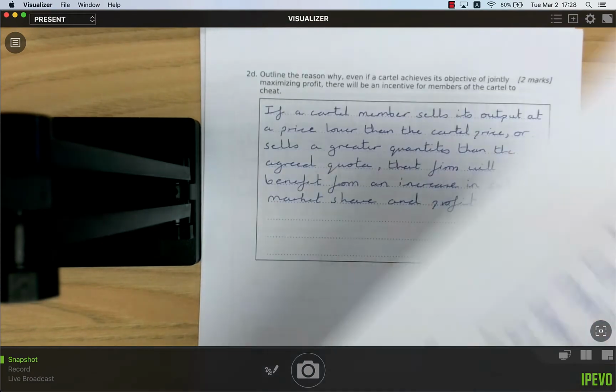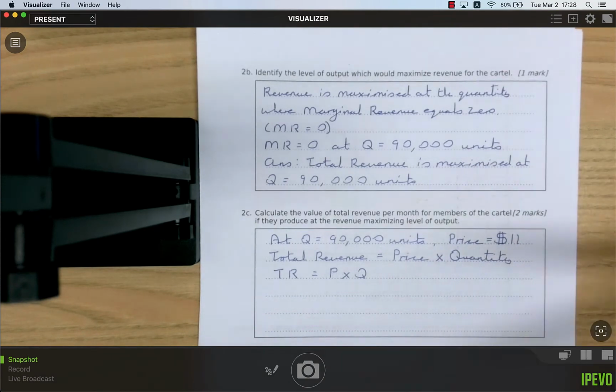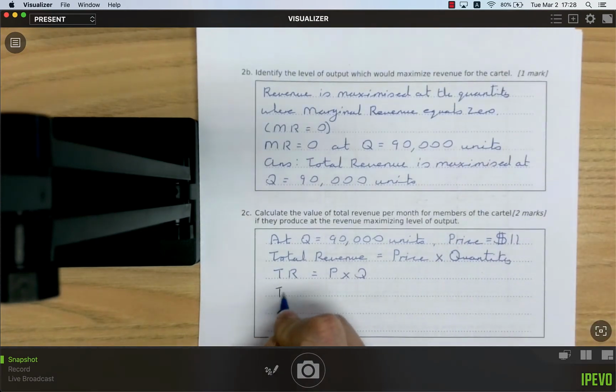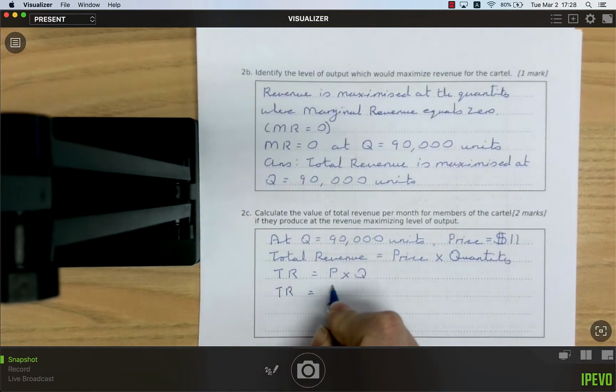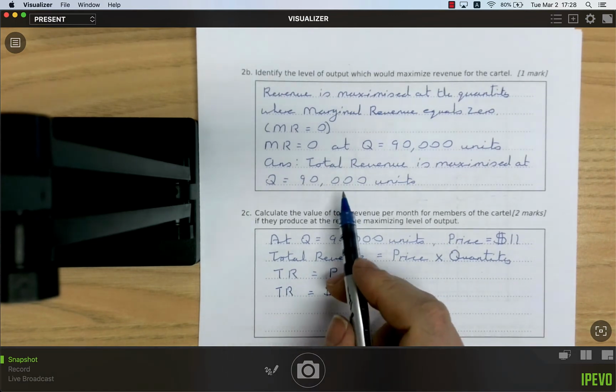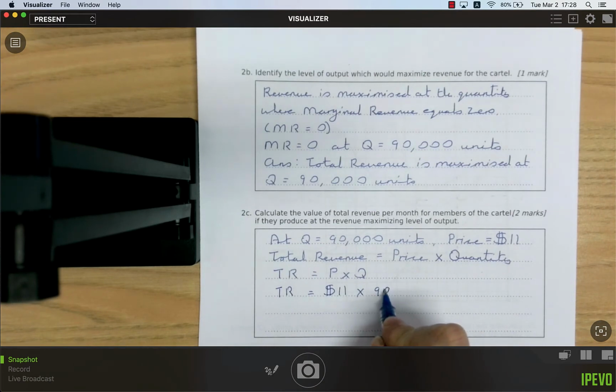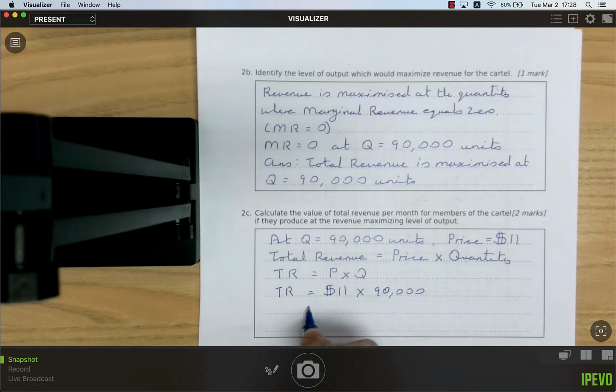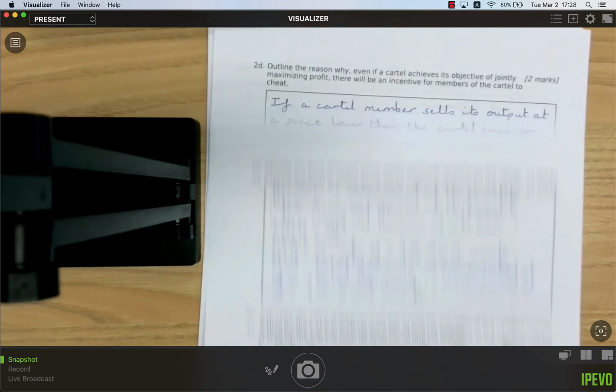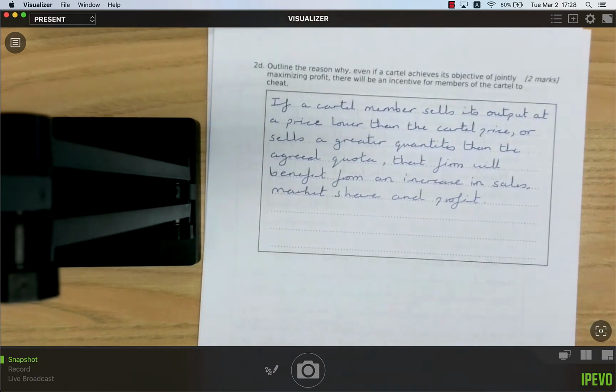So what we're going to say is that total revenue is price times quantity. The price we just discovered was $11. The quantity we had reasoned was 90,000. So it is $11 times 90,000. And I believe that is 990,000, and I'm right to believe that because I've just checked my cheat sheet. Okay, so that's what I've got there. I hope that everything makes sense. Now, just forgive me, I'll fix these.